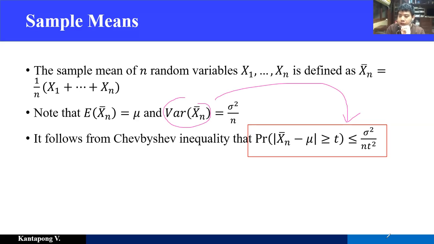So if n is equal to infinity, let's say keep t fixed, and let n go to infinity. What does it mean? This one is going to go to 0. That means as n increases, x n bar is closer and closer to mu. And this is very similar to the law of large numbers that we are going to see next.